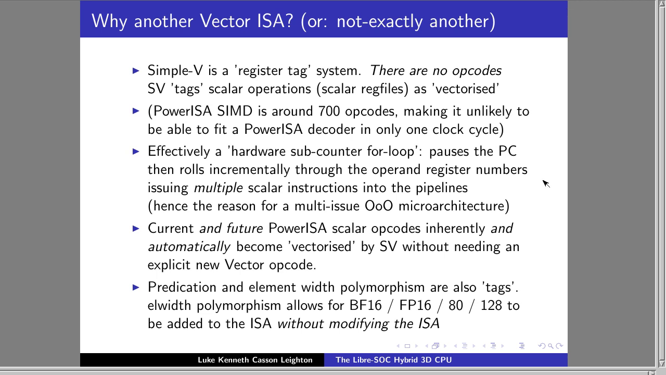Symbol V effectively is a hardware sub-counter for a loop, which pauses the program counter and rolls through the register numbers sequentially, issuing multiple scalar instructions into the pipelines. And this is the critical reason why we're doing a multi-issue out-of-order microarchitecture.